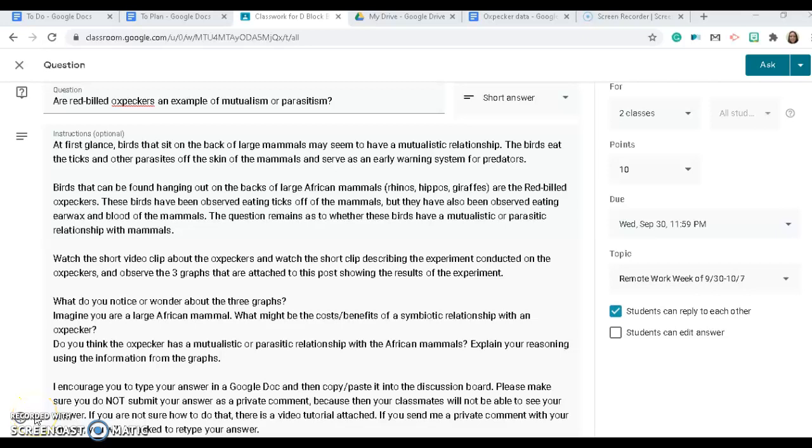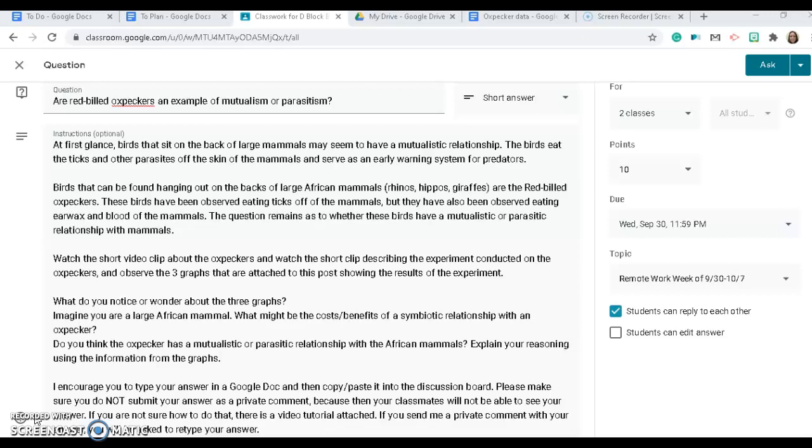After you complete your EdPuzzle and the activity on symbiosis, I would like you to please answer this discussion board question. Are red-billed oxpeckers an example of mutualism or parasitism?